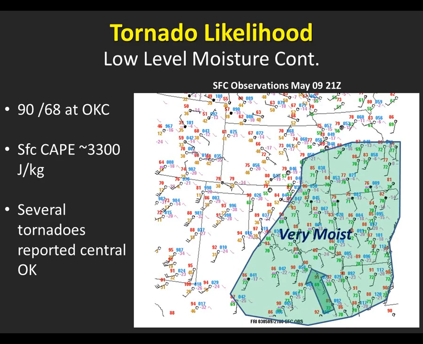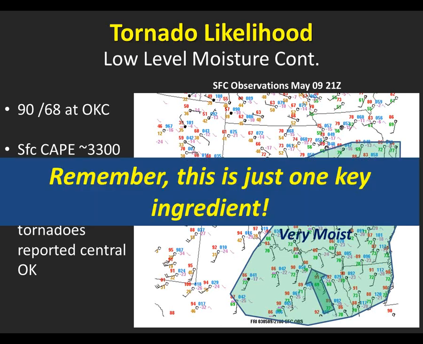It's very moist. It's very unstable. The CAPE is around 3,300 joules per kilogram. And again, we'll discuss CAPE here in a second. And several tornadoes were reported on this day on May 9th. But the key thing to remember here is this is just one key ingredient that you need for tornadoes to occur.